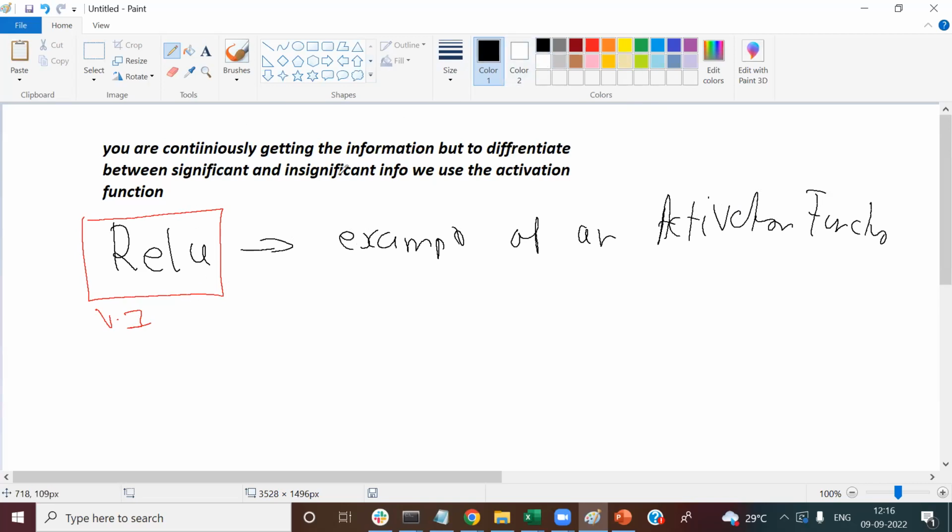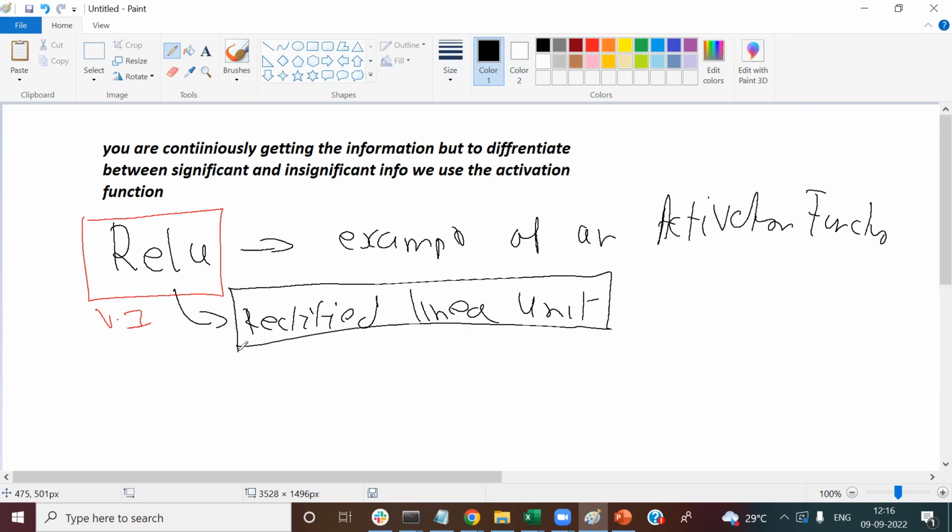So ReLU stands for rectified linear unit. It is an example of an activation function. So there can be other activation functions also, but ReLU is the most important, highly used, and we would also be using it. It stands for rectified linear unit. So since ReLU is an example of an activation function, the purpose of ReLU is the same.